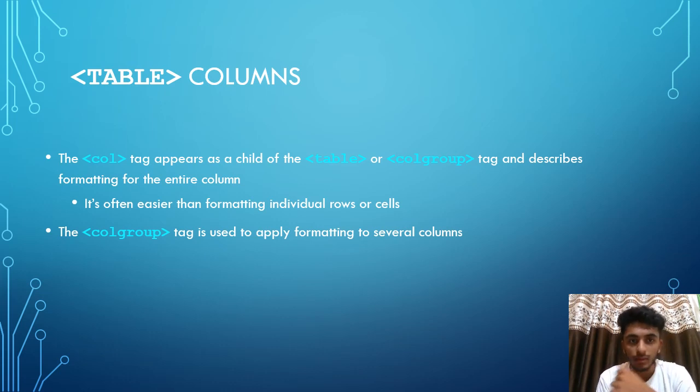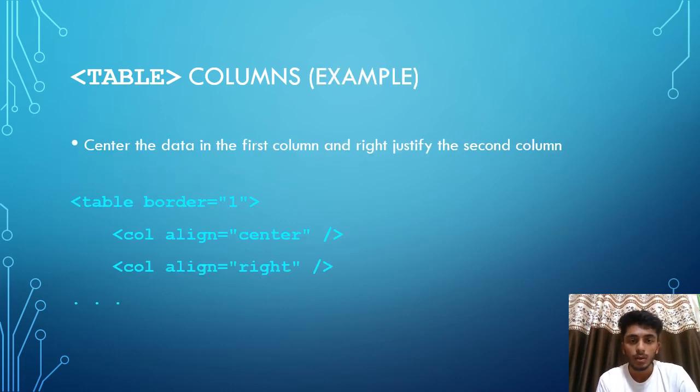So the next topic is table columns. The col tag appears as a child of the colgroup tag and describes formatting for the entire column. It is often easier than formatting individual rows or cells. The colgroup tag is used to apply formatting to several columns. So this was all about the columns in the table. Now we'll discuss the rows also. So first we'll see an example of a column.